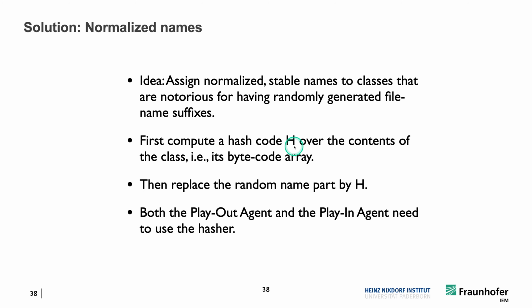We compute a hash, not over the randomized class name, that would be bad. We compute the hash over the contents of the class. So actually it's the bytecode array, because the contents of the class are pretty much independent of the class name, right? They're made up of the functionality of the class itself, of its instructions, and therefore this hash is stable. And then the idea is that we replace the random part of the name by this particular hash to normalize it. Then both the playout agent and the play-in agent just need to use the same hasher component, and then this should work.